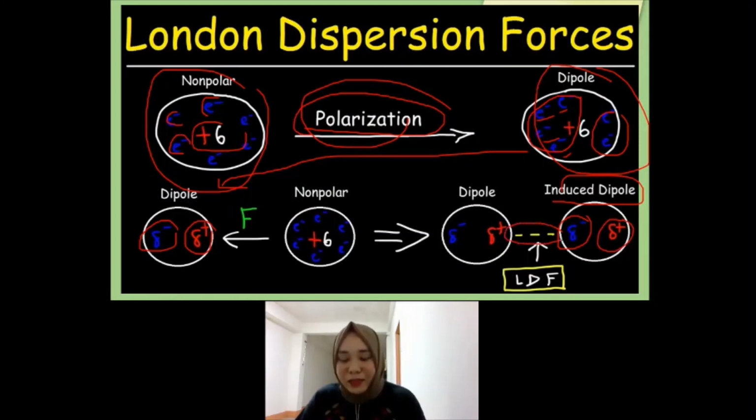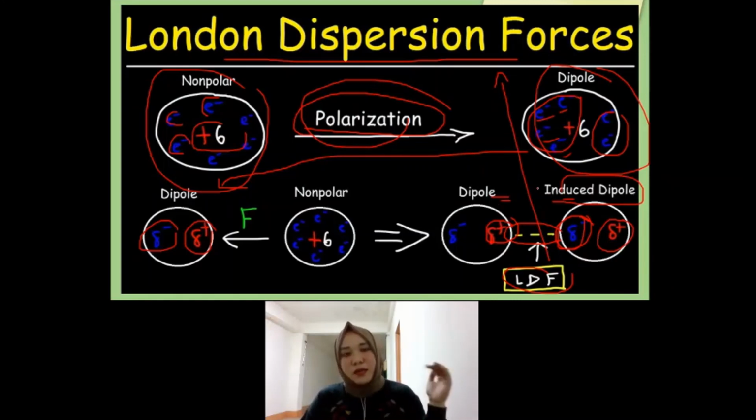So, the force that binds these regions together, this is what we call the LDF or the London dispersion force. Okay? Take note, the partially positive of an atom is attracted to the partially negative of another atom. Okay? So that's London dispersion force. It is specifically for a dipole and an induced dipole. That's why in some references, LDF is also known as dipole to induced dipole interaction.